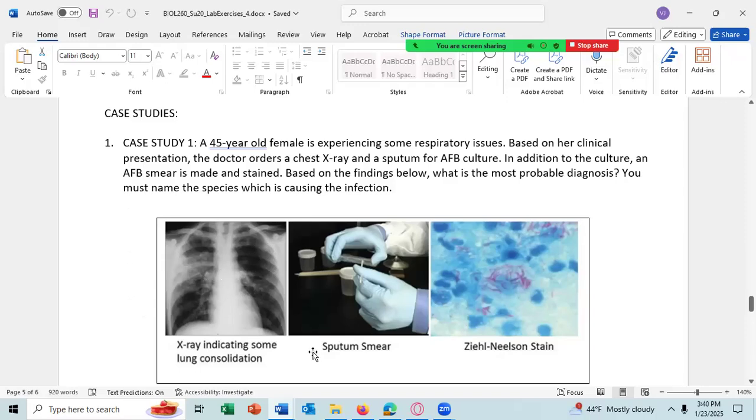And then there's the sputum smear, and there's the Ziehl-Neelsen stain made on the sputum. So give me the species causing the infection.